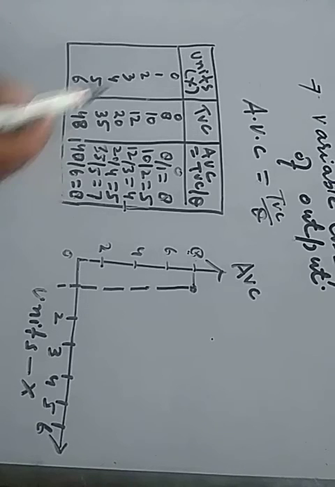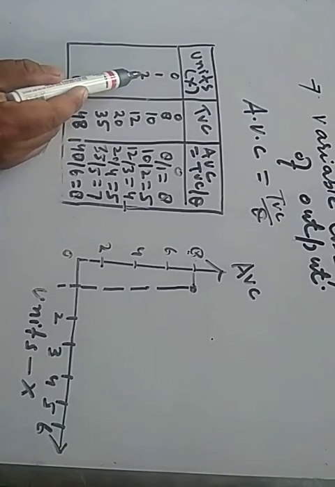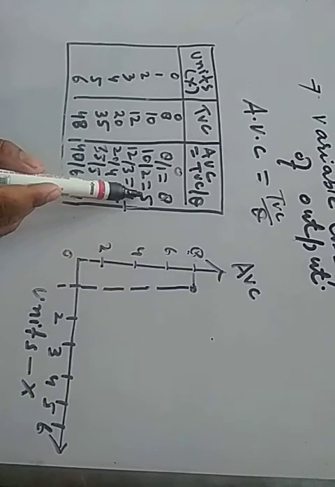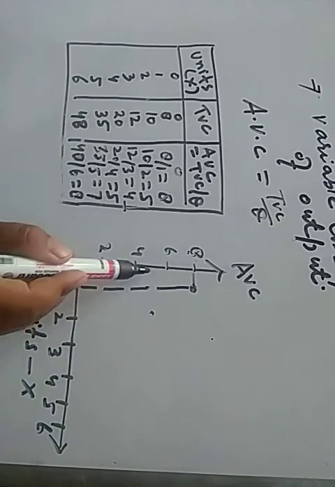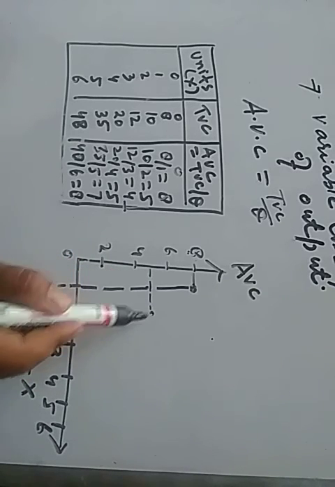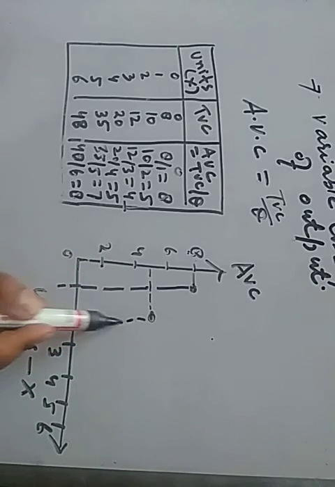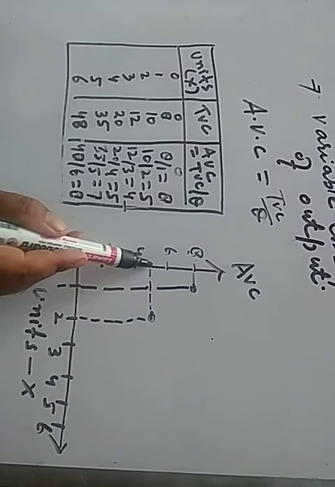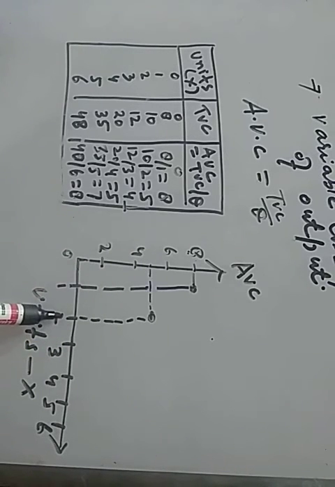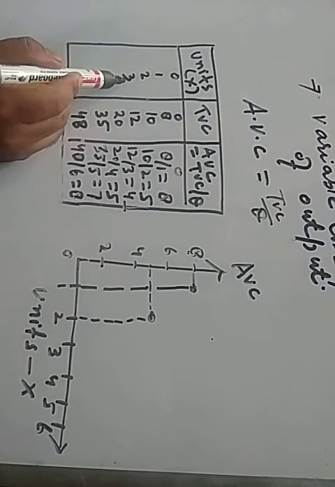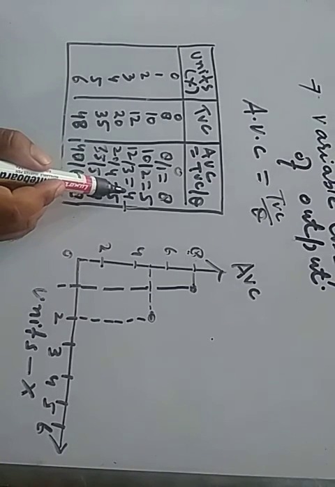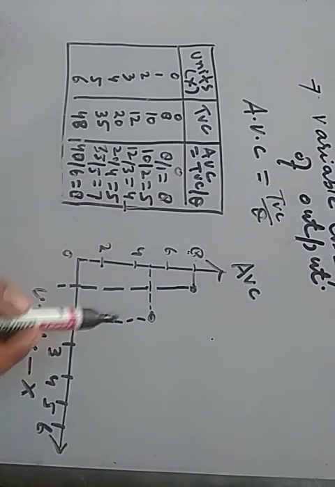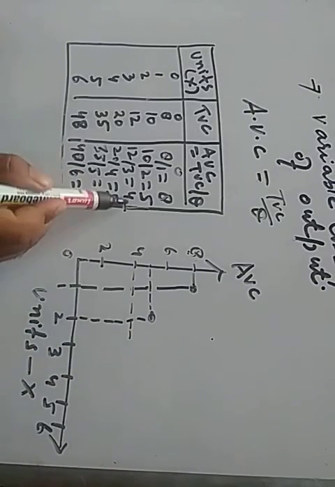And when output is 2 units, average variable cost is 5. It will lie here. This point shows average variable cost equal to 5 rupees and level of output equal to 2 units. And similarly, when level of output is 3 units, average variable cost per unit of output is 4 rupees. This one.